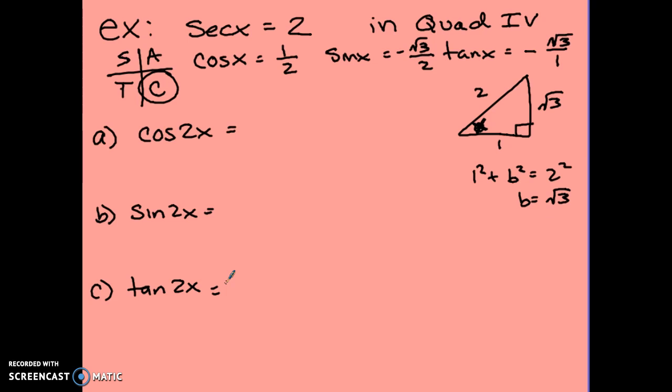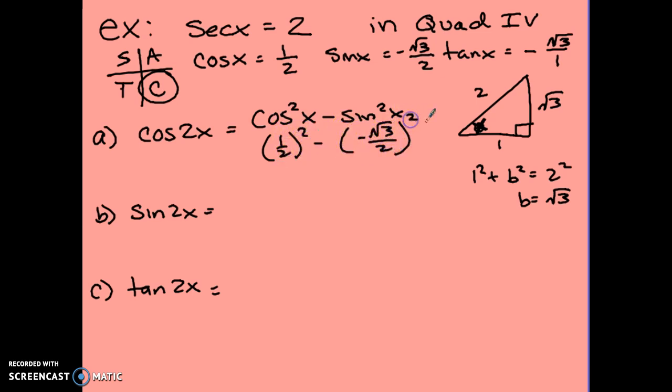Okay, so cosine of 2x, I'm going to use the one I mentioned earlier, cosine squared minus sine squared. I already know that cosine is 1/2 and sine is negative radical 3 over 2. Square this, you get 1/4. Square that, you get 3/4. And 1/4 minus 3/4 is negative 2/4, which reduces to negative 1/2.